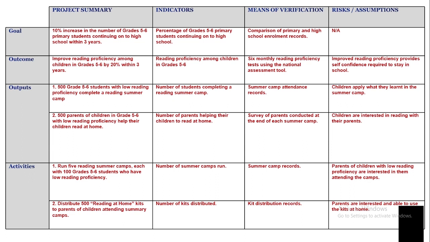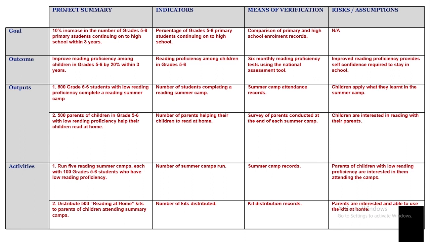So for the activities, you look at what activities I will need to actually achieve this output of 500 grade 5 to 6 students completing the reading camp. One, I will need to run 5 summer camps, each with 100 grade 5 students, because I said 500 students who have a low reading proficiency. And then two, I will need to distribute 500 reading at home kits to parents of children attending summer camp. So these activities are related to your outputs. That's the logical flow of your hierarchy of results.